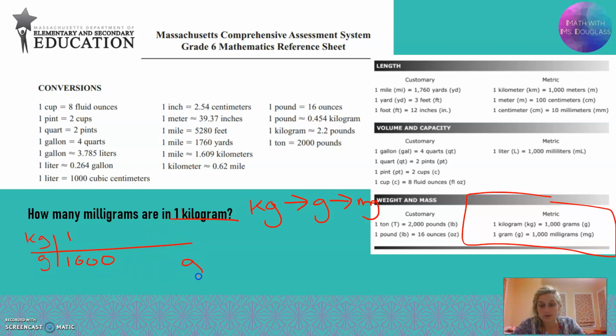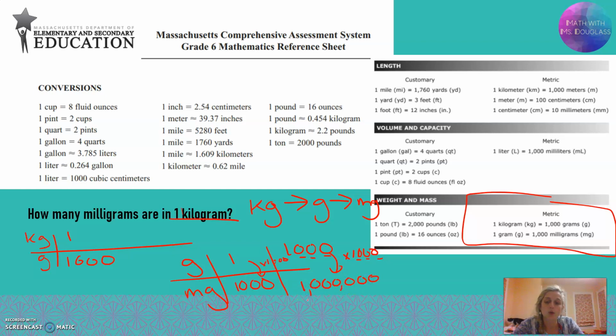Now to get from grams to milligrams, I'm going to go back here. I'm going to say 1 gram is 1,000 milligrams. I have more than 1 gram. I actually have 1,000 grams. And that's going to be, times 1,000 is my scale factor. Woo, this is going to be a lot. Here, my cheater strategy: 1 times 1 is 1. I have 1, 2, 3, 4, 5, 6 zeros. Slap some commas in there. Woo! 1 kilogram is 1 million milligrams.